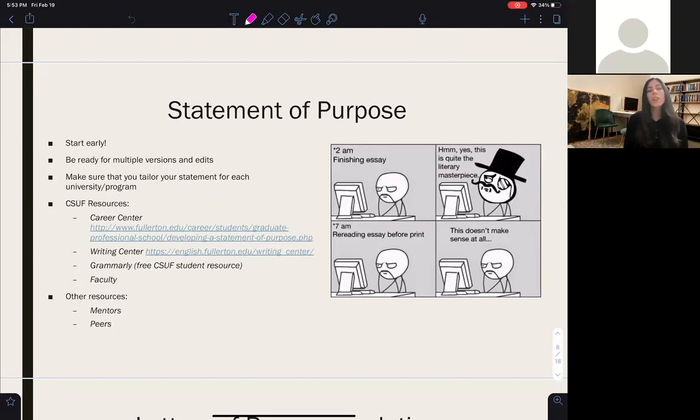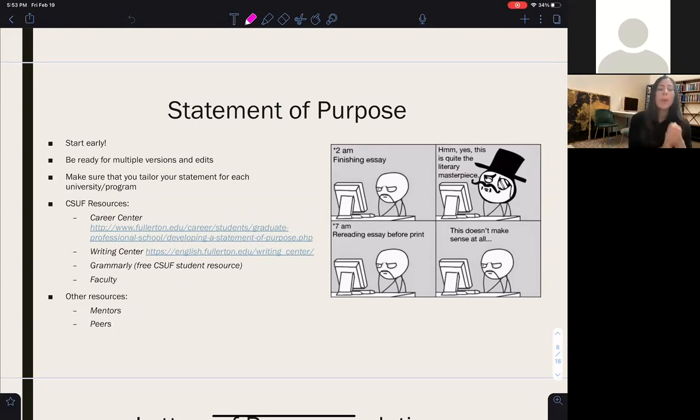And this is not one of those things that you write and people will shove to the side and never read. This is something that will be read, it will be picked apart, and it really needs to be fine-tuned. And I don't want to use the word perfect because no writing piece is ever perfect. I've realized that, but it needs to be really well worked on. Okay, so be ready for multiple versions and edits.